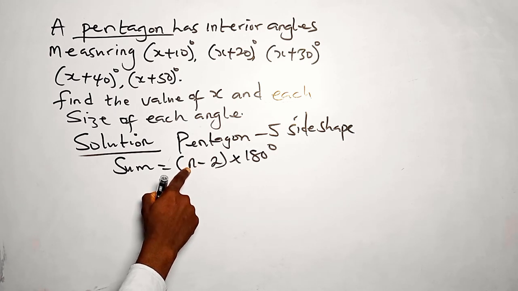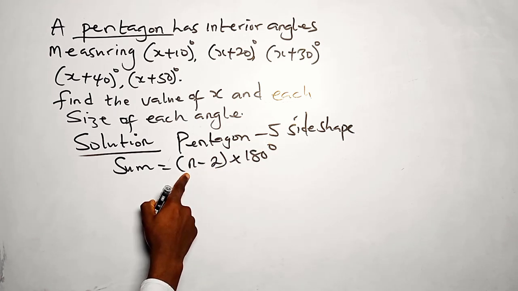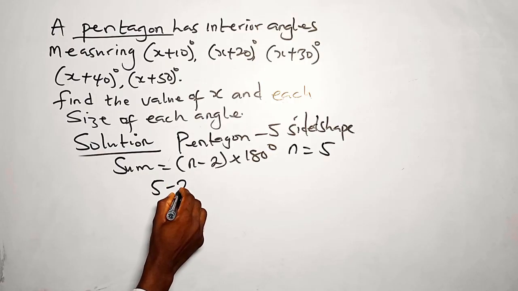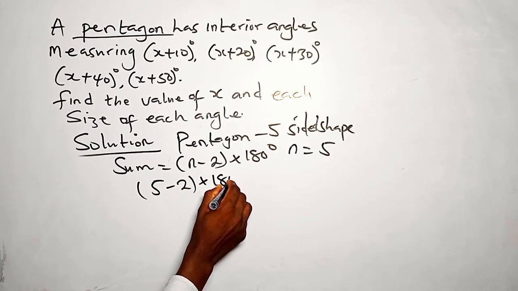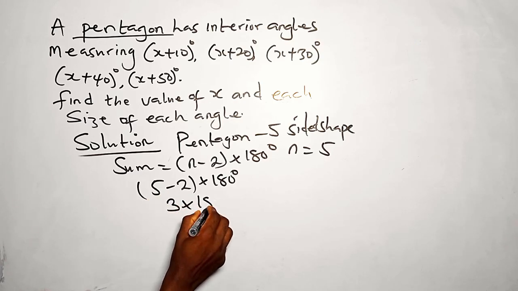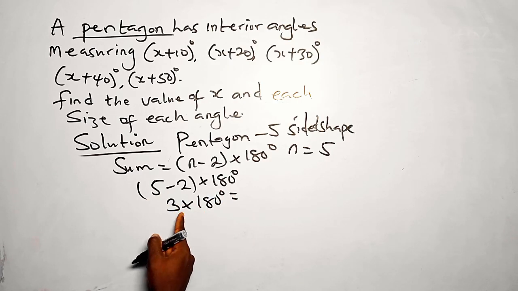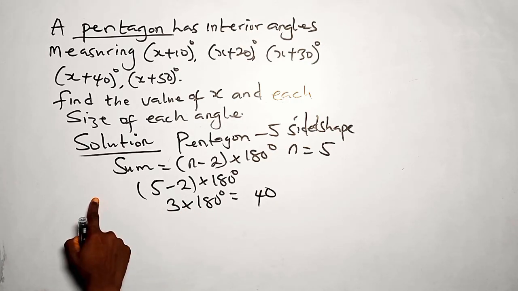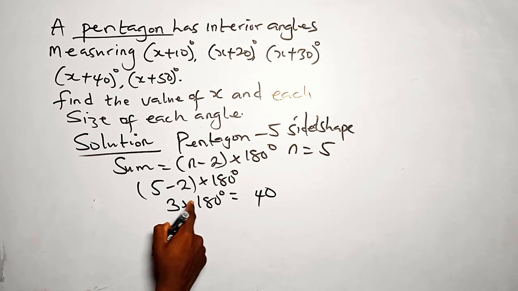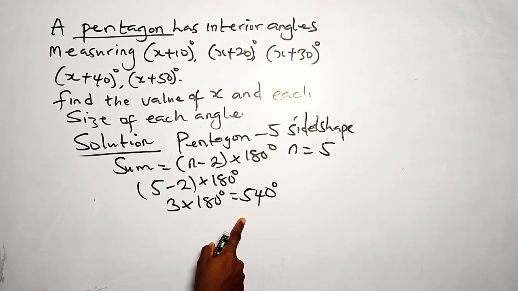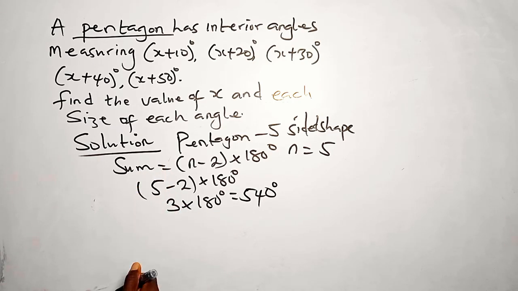So for a pentagon, a five-sided shape, n is 5, so we subtract 2, times 180 degrees. 5 minus 2 is 3, times 180 degrees. We multiply this: 3 times 0 is 0, 3 times 8 is 24, 3 times 1 is 3, that is 540 degrees, which is the sum of the interior angles in this pentagon.